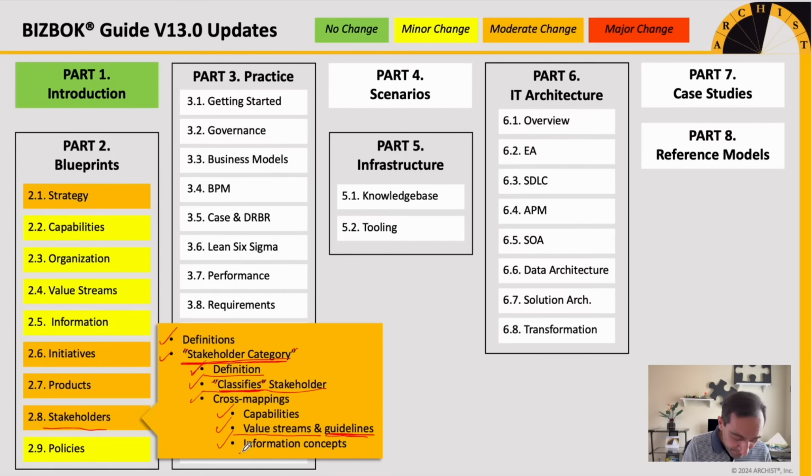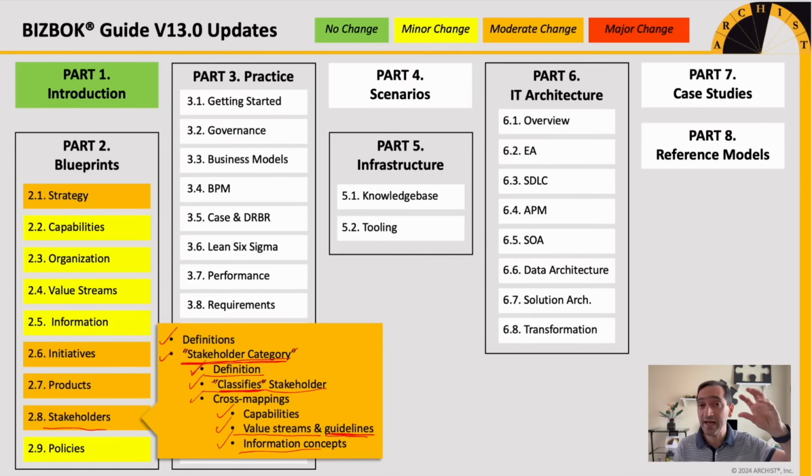And finally, information concepts. That's also great to see. So previously, we were referring to a stakeholder defines information concept, which was really not clear enough. But now in the latest version, we have a very clear relationship. So a stakeholder category is represented as information concepts. And that's actually how we leverage that in practice as well.